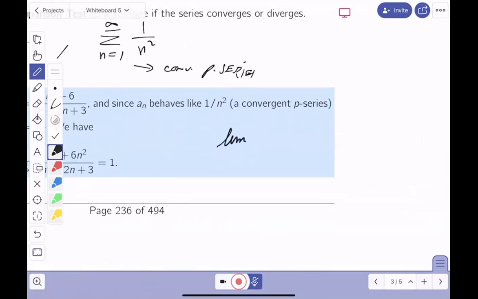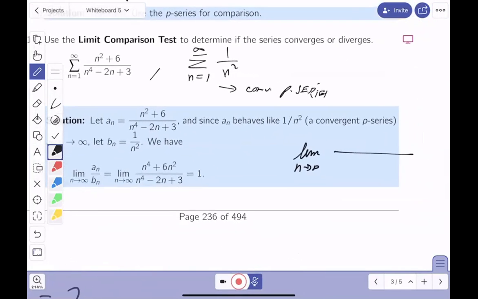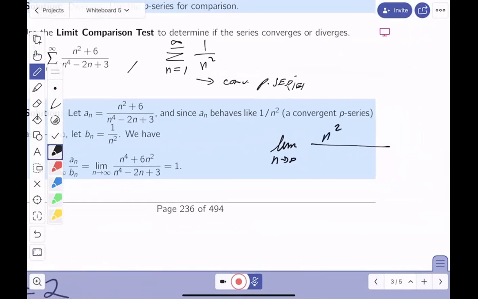Limit as n goes to infinity. I'll put the n squared plus 6 on top. And on bottom, you get n to the 4th. Whoops. Siri threw me off there.